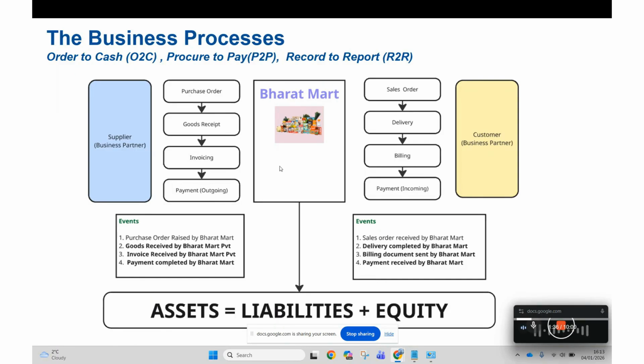So both these processes we see from the perspective of Bharat Mart. But if you look at it from the perspective of a supplier or from the perspective of a customer, then you can see the similarities between these two processes. These are the events that are recorded in the order to cash process, and all of these events are also financially relevant. That is where assets is equal to liabilities plus equity has to hold true no matter at what time we are looking at the business.